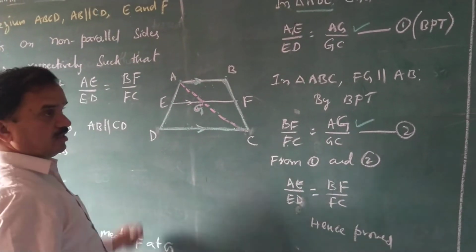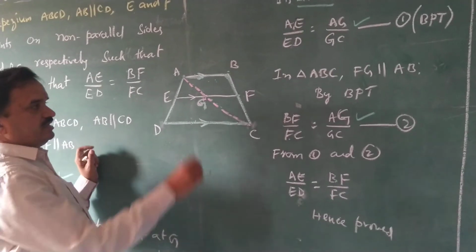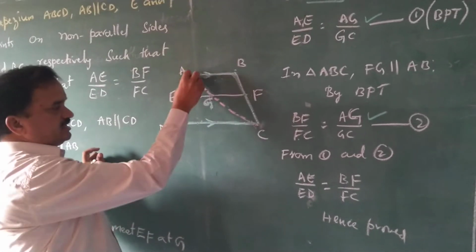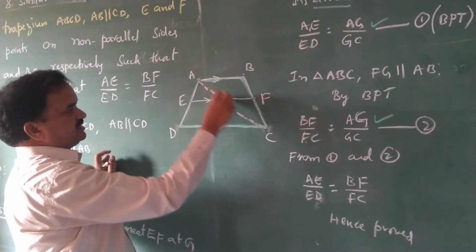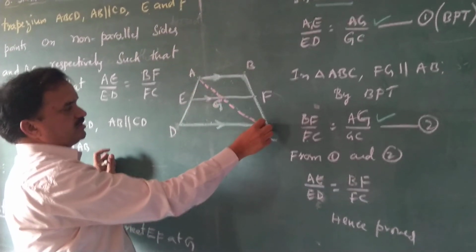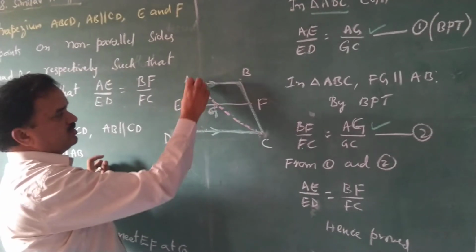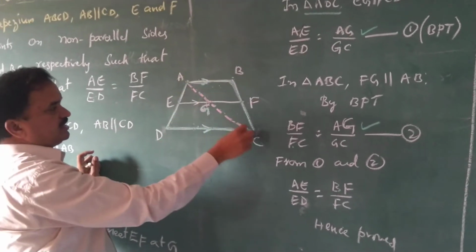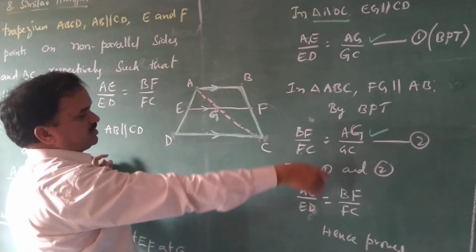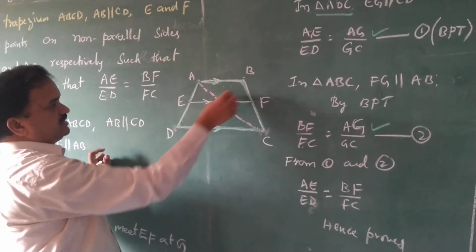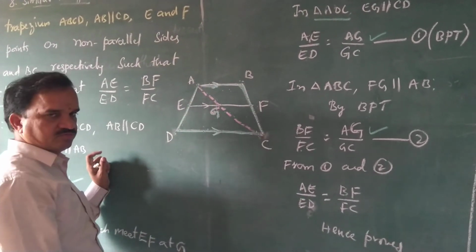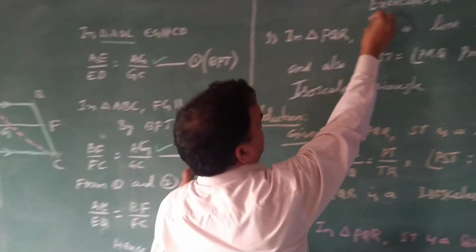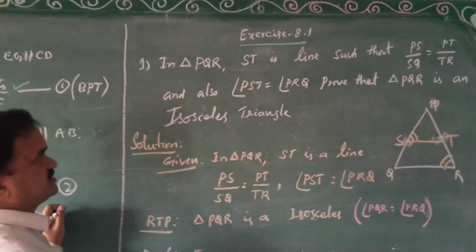Here simply, I have taken this triangle and this triangle. Why? Because AC is a common side. You will get a common ratio AG by GC in the two triangles. From the two equations, you will get AE by ED is equal to BF by FC. Hence proved. Okay.